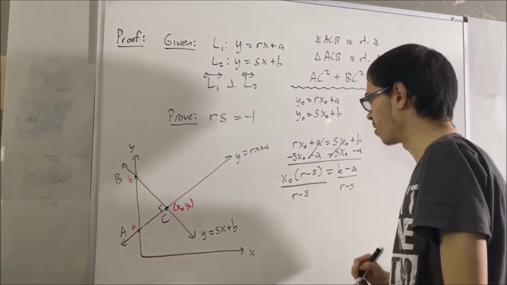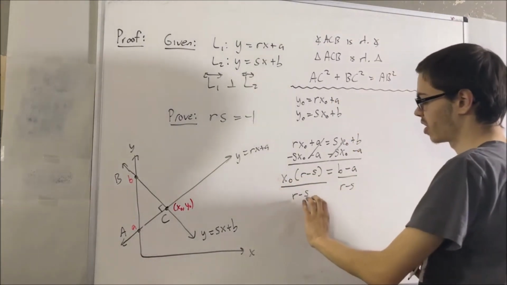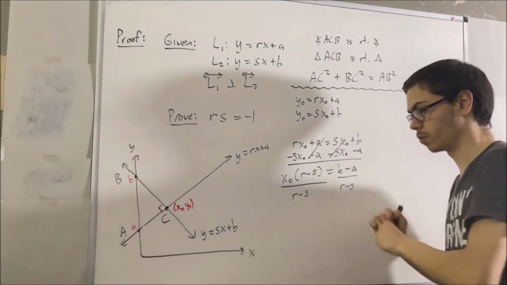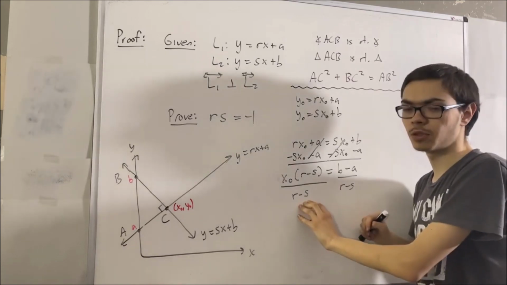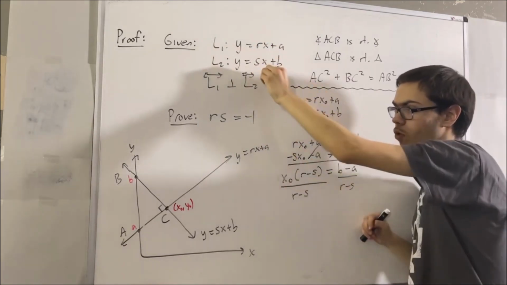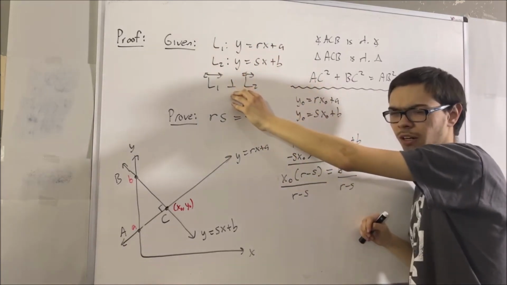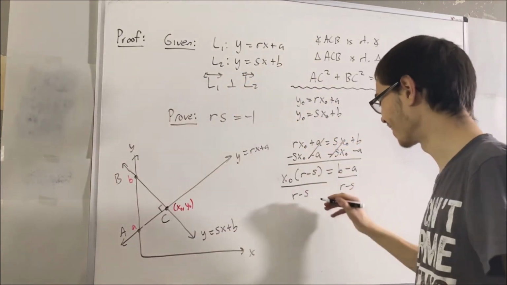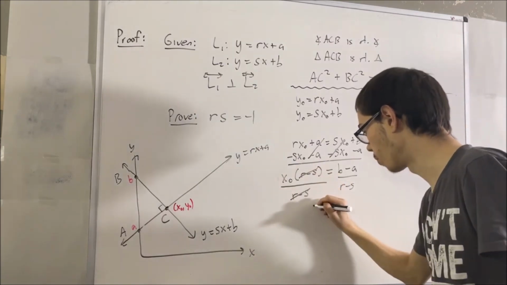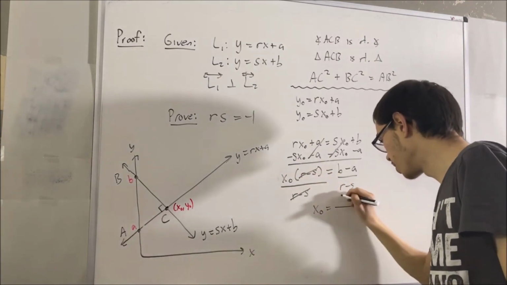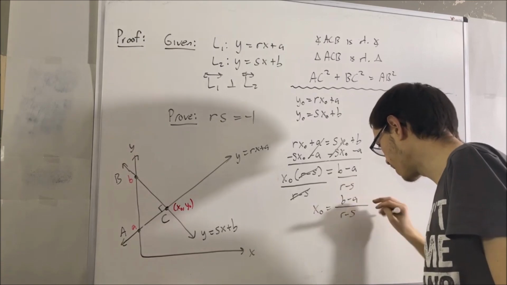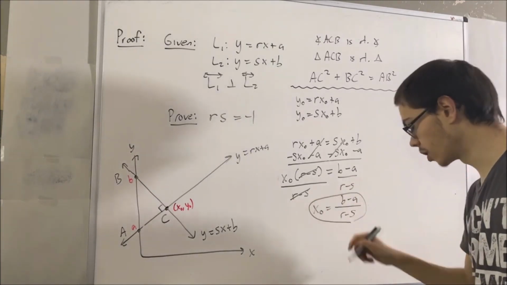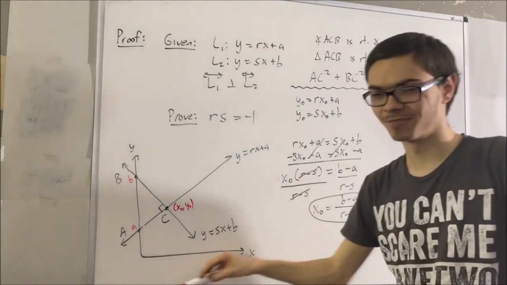Now, the reason why we can divide r minus s without worrying whether or not r minus s equals 0 is because it's impossible for r minus s to equal 0. If r minus s did equal 0, then the slopes would be equal, which would imply that the lines are parallel, which is not the case. They're perpendicular. That was good, right? We're perfectly fine to do that. So we have b minus a over r minus s as the result for x0. Looks a little bit simpler than it did in the previous case.